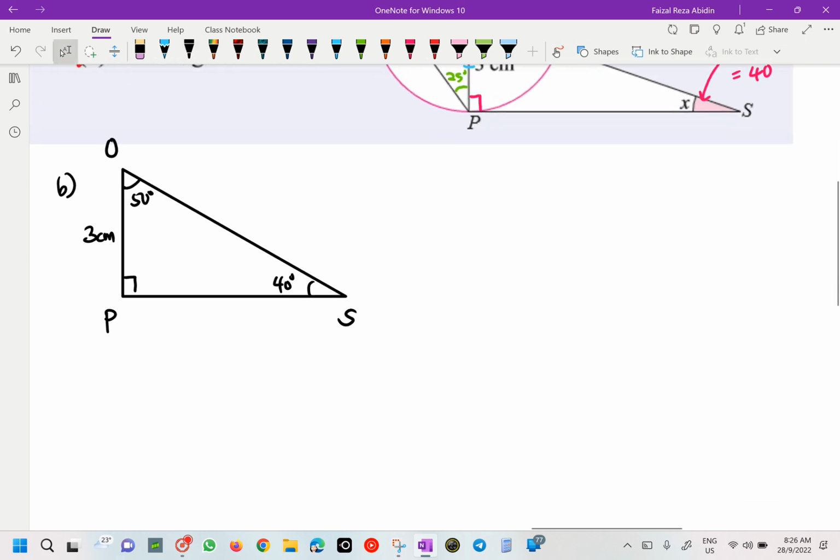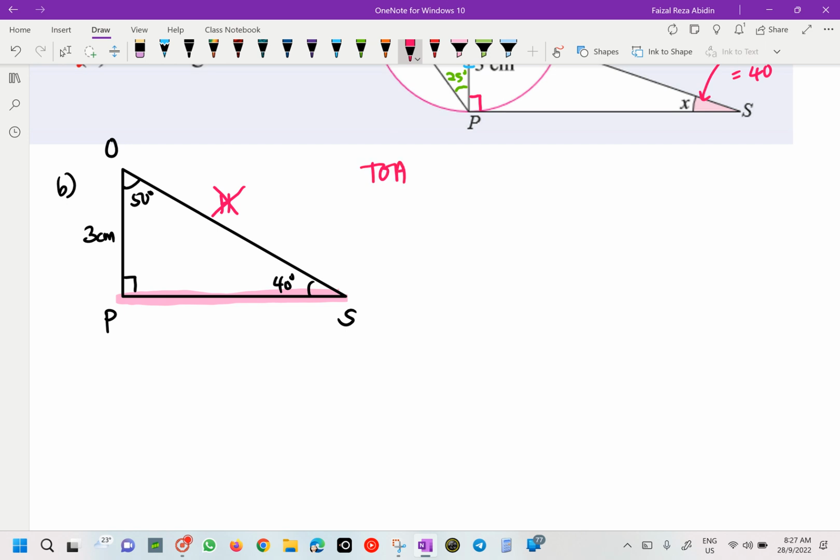How are we going to find our P to S here? Girls, anyone? Give me the answer. We don't have the hypotenuse, so we're going to use TOA. If you look over here, OS is going to be our hypotenuse, so we don't have any hypotenuse over here. We are going to use our TOA.